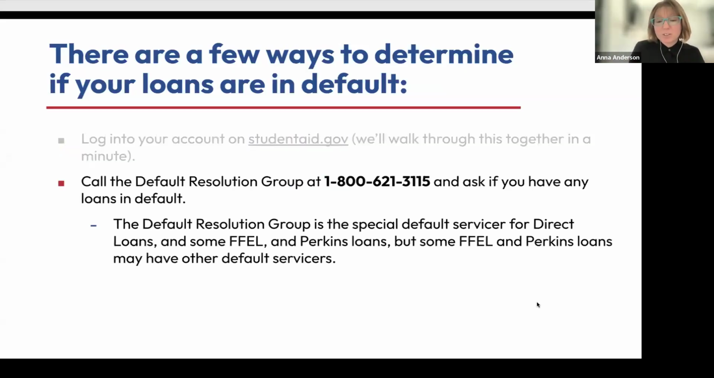Additionally, if you're having difficulty logging onto studentaid.gov or you don't trust what's on there and you just want to be sure, you can also call the Default Resolution Group. We've got their phone number here, and ask them if you have any loans in default. The Default Resolution Group is the loan servicer for direct loans and some FFEL and Perkins loans. So they service a number of defaulted federal student loans, but not all of them. Just because you don't have a loan that is being serviced by the Default Resolution Group doesn't necessarily mean that you don't have any loans in default, but it is a good backup to determine whether or not you have some loans in default with the federal government.